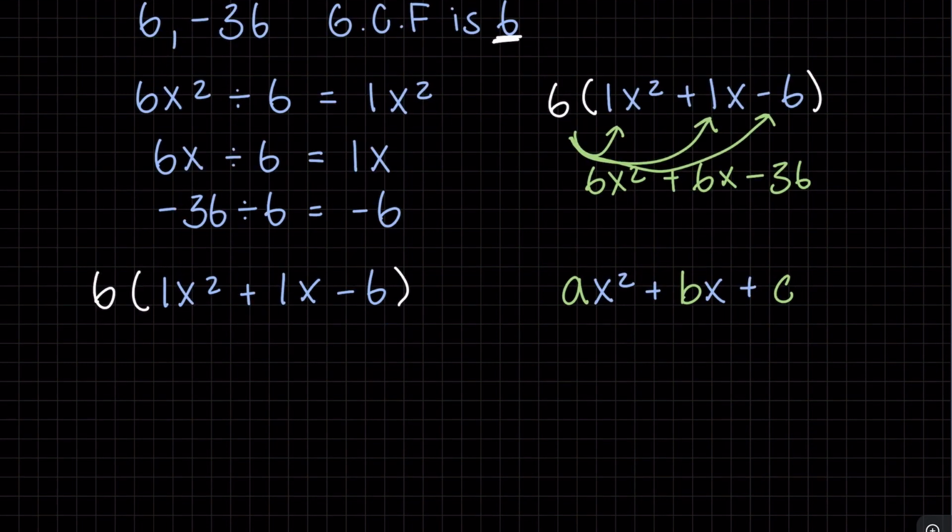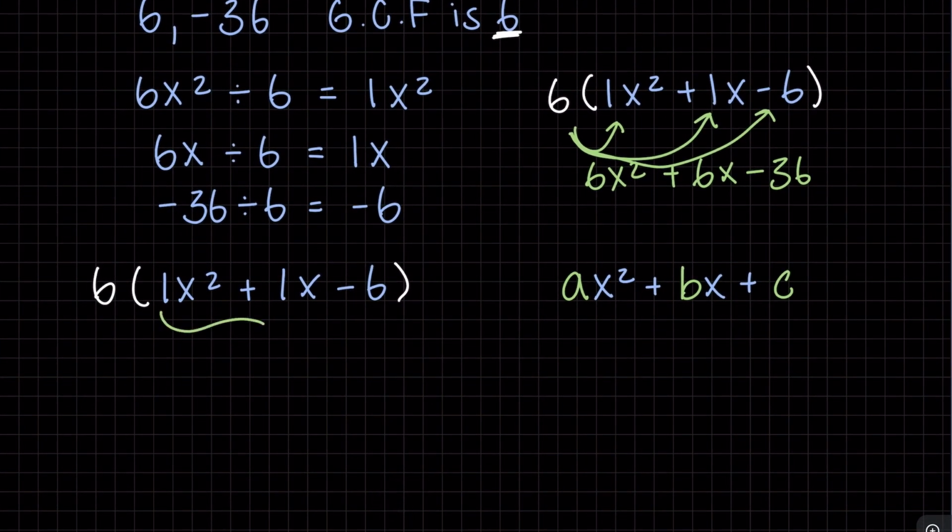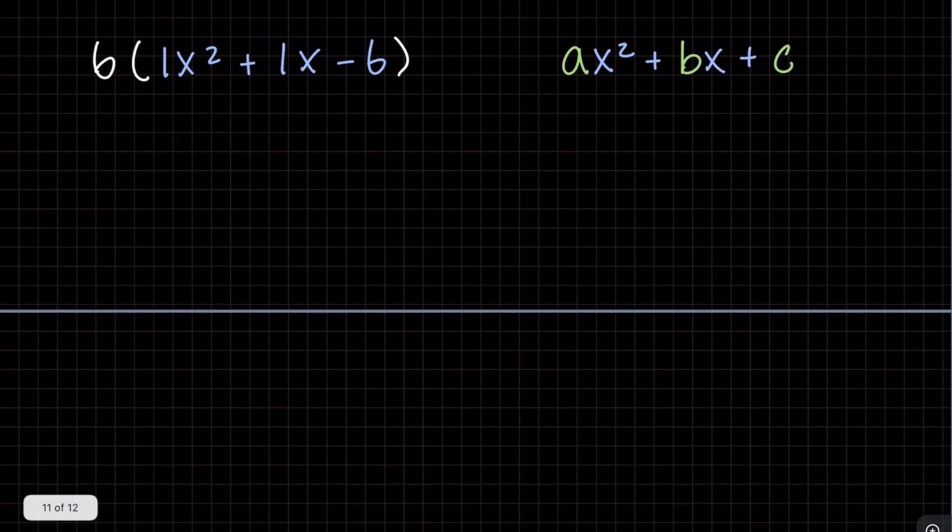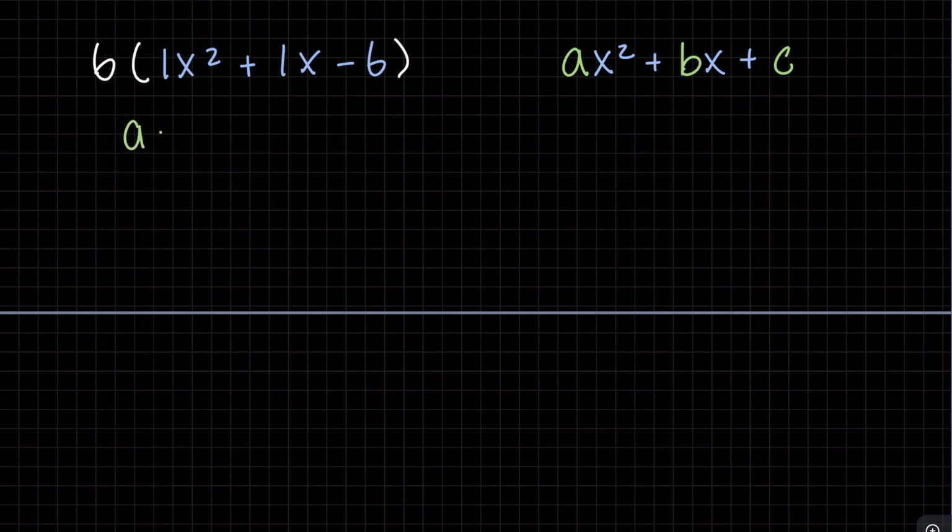So now what we're going to do is have a look at this equation right here. Notice that it's in the form ax squared plus bx plus c. So what we're going to do is multiply a and c together. A times c. In this case, our a is 1 and our c is negative 6. So we're going to multiply that together. 1 times negative 6 gives me negative 6. Then I'm going to take my b, which is 1 in this case. B is equal to 1.